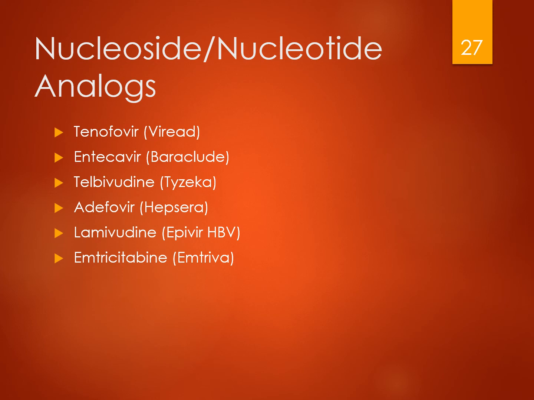So nucleotide analogs are available for the treatment of chronic hepatitis B. You can review this medication list. Although the optimal duration of therapy is unknown, many patients are treated for at least 5 years and some indefinitely.